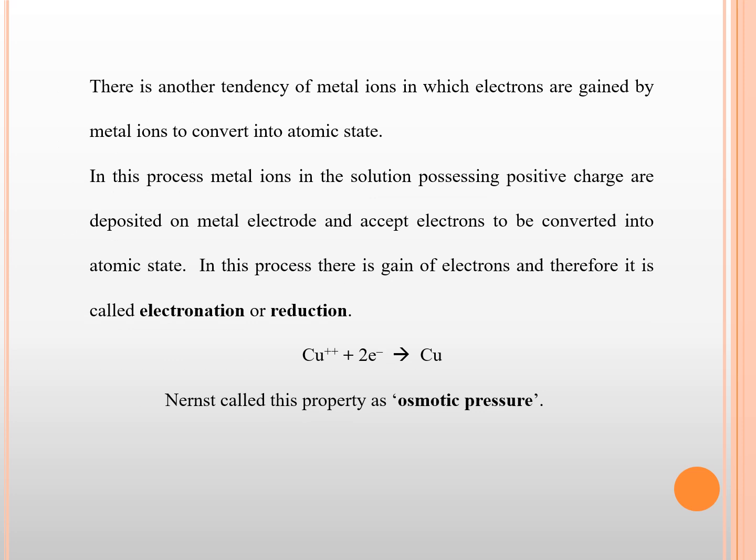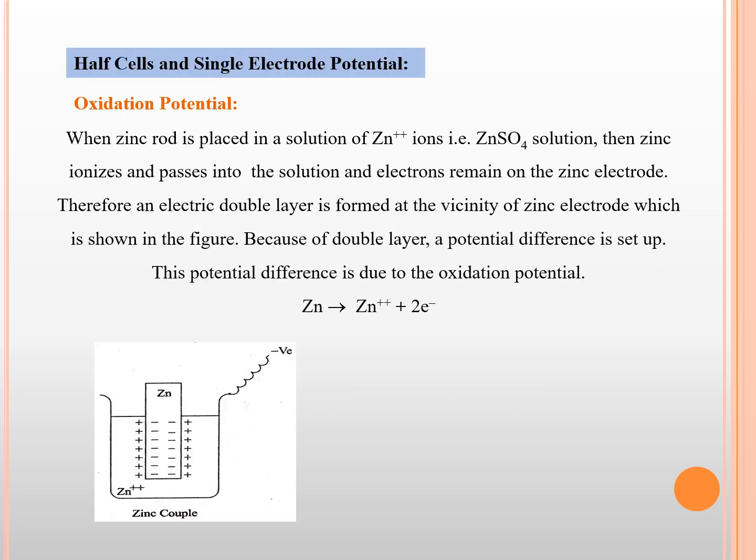There is another tendency of metal ions in which the electrons are gained by metal ions to convert into the atomic state. In this process, metal ions in the solution possessing positive charge are deposited on the metal electrode and accept the electrons to be converted into the atomic state. So in this process, there is gain of electrons, and therefore it is called electronation or reduction. Example, Cu2+ plus 2 electrons giving atomic copper. Nernst called this property osmotic pressure.